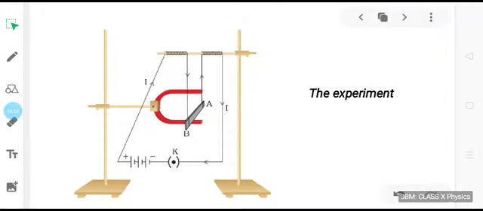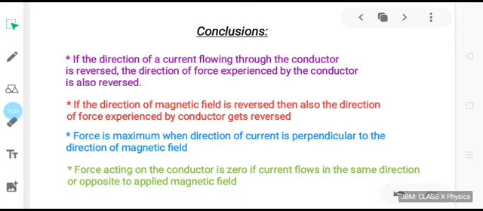So now the question arises, what are the conclusions that can be drawn from this experiment? We draw some very important conclusions. If the direction of current flowing through the conductor is reversed, the direction of force experienced by the conductor is also reversed, like the way we saw right now.